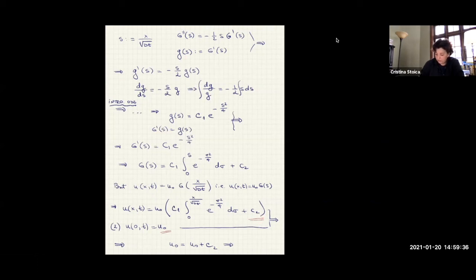We're doing x equals 0, so this guy will disappear, and the integral term disappears. So that's why we get just u naught equals, oh, it's not u naught plus C2, it's u naught times C2. Okay, u naught times C2. Right. So C2, because u naught is not 0, will be 1.